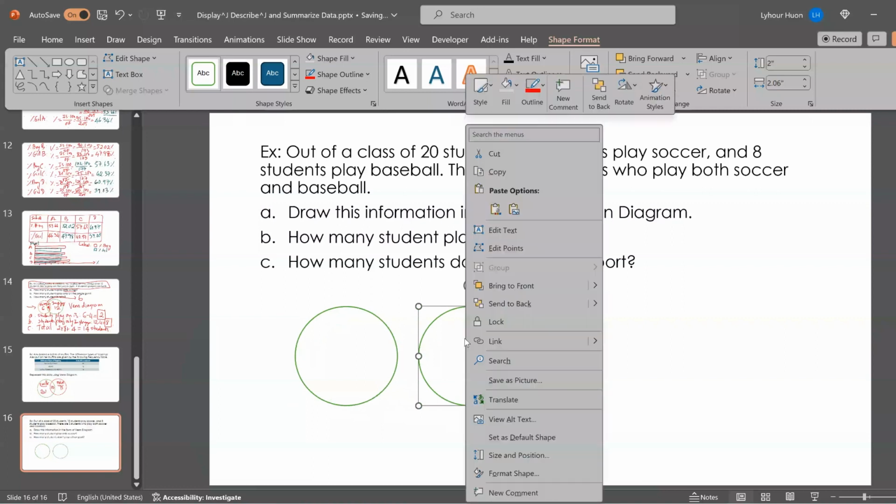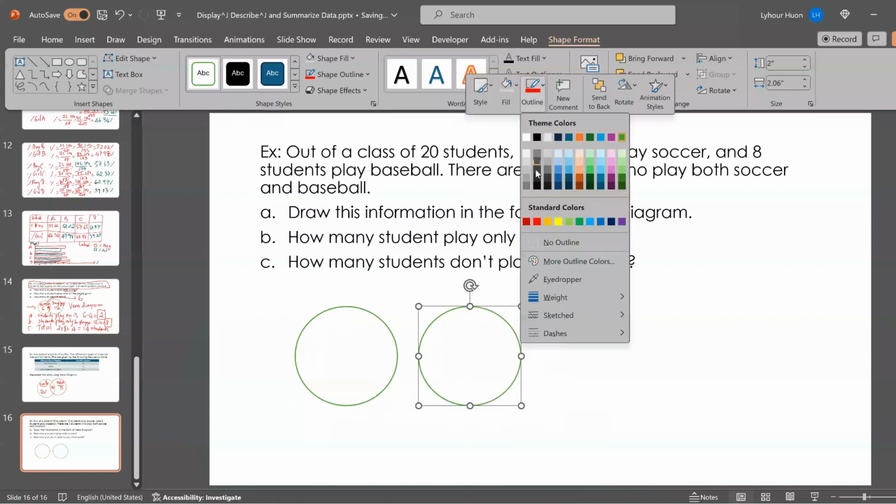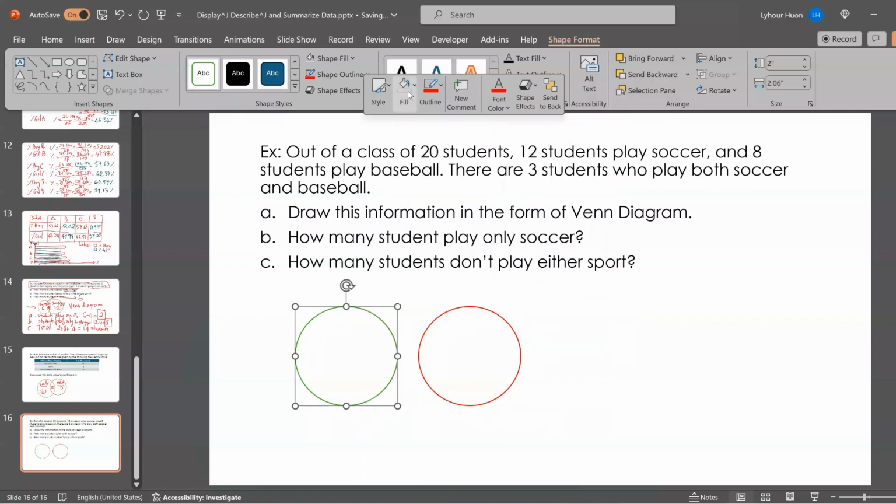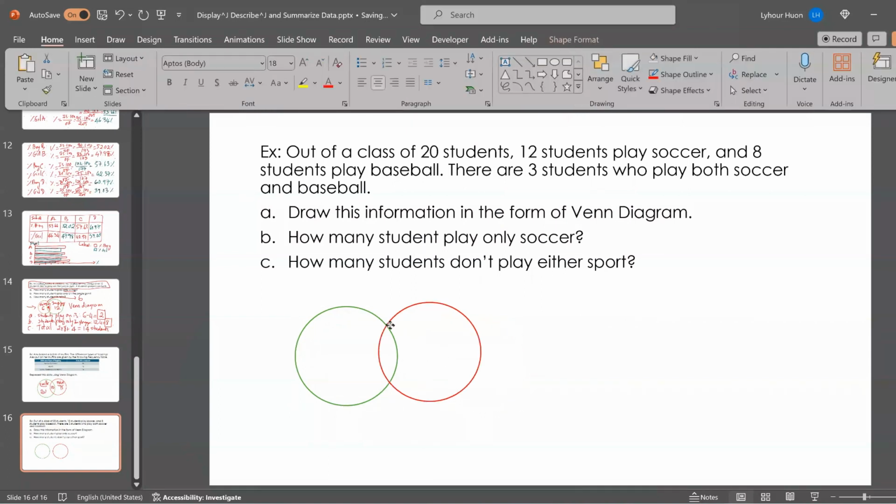That should be two circles, right? Do they intersect each other? Yes, they intersect because three play both. So what does this green represent and what does this blue represent? The bigger one represents soccer and the other represents baseball.